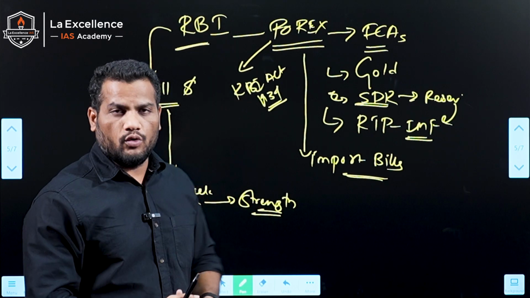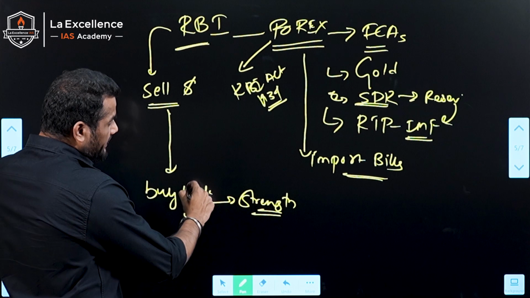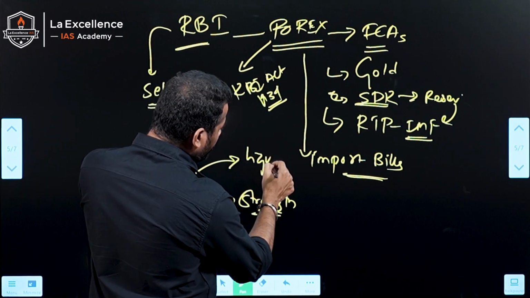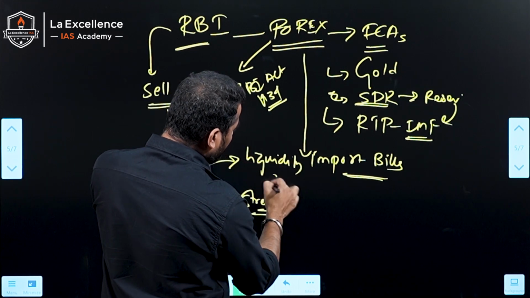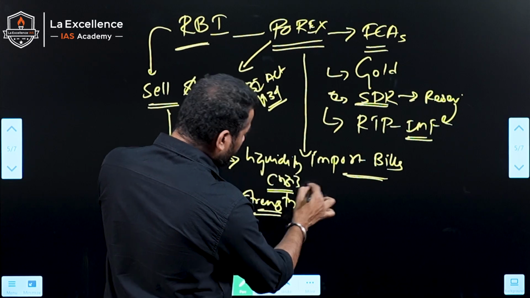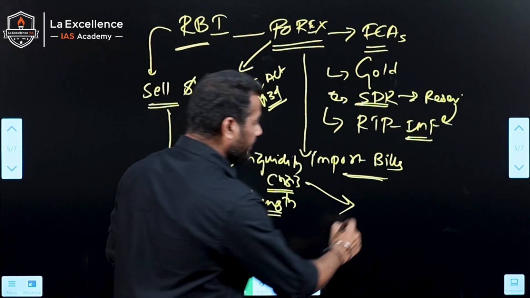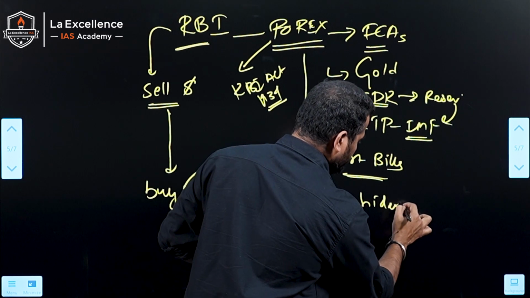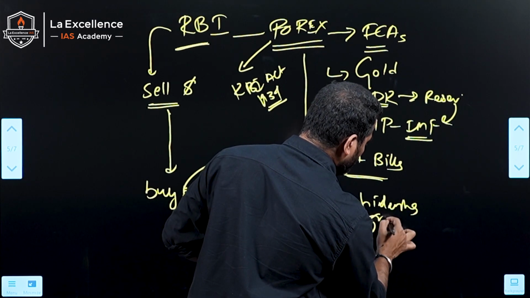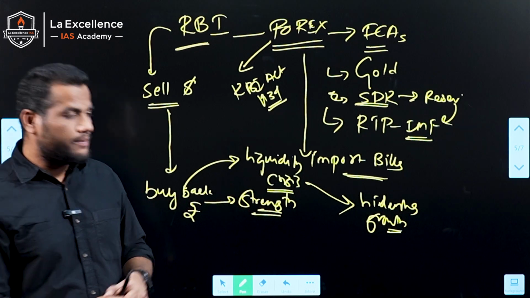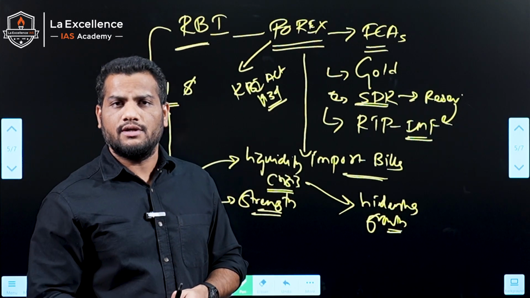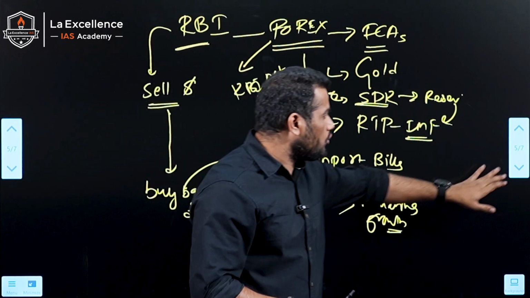But it is a short-term goal. In the long term, it will lead to a liquidity crisis as well. Whenever a liquidity crisis happens, there will be a hindering of growth as well. To prevent this, RBI takes some measures for the long-term goal.